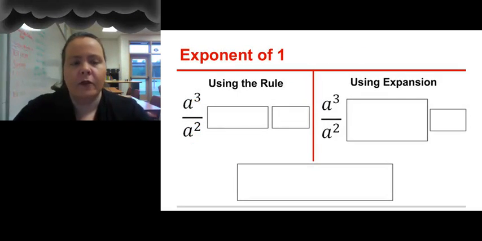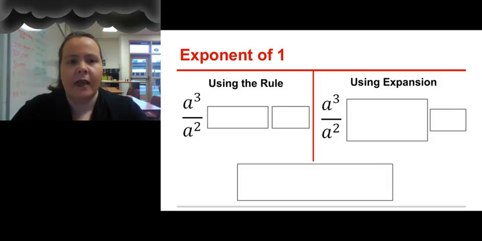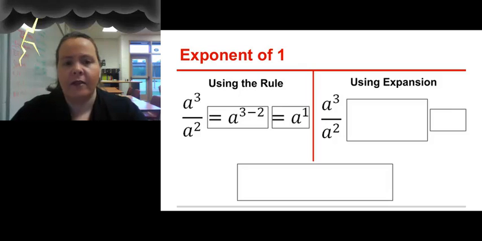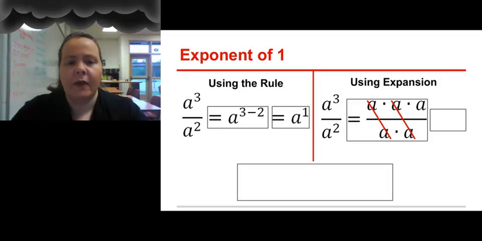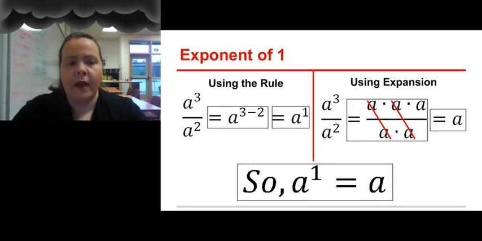So let's first talk about an exponent of 1. If we look at how this comes about there on the left-hand side where we're going to use the rule, then we have a to the 3 minus 2, and then we simplify that and we have a to the first power. And if we look at that on the other side using expansion, we have a multiplied 3 times divided by a multiplied 2 times, and we cancel a pair of a's there from the numerator and the denominator because they make a 1, then we have just a. So that gives us the rule that a sub 1 is equal to a.